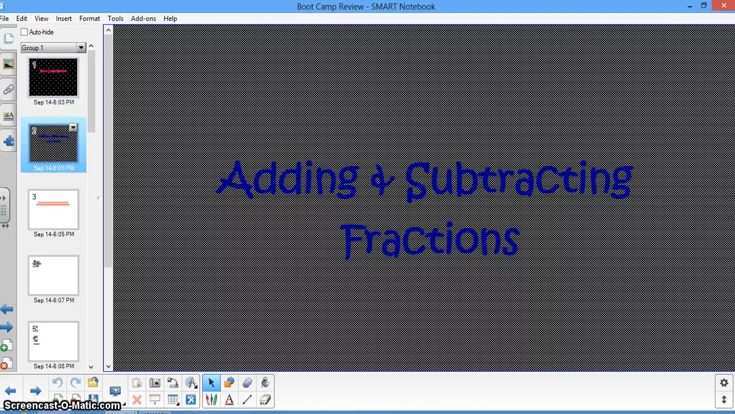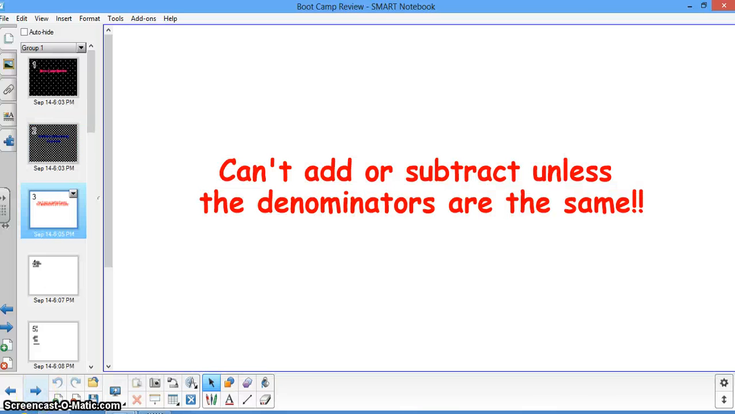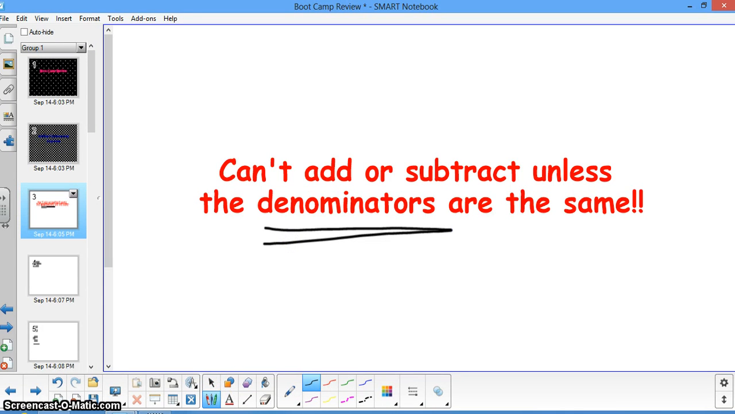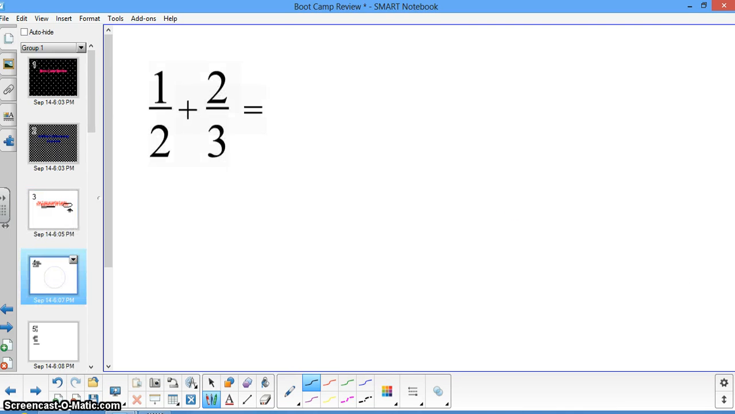The first concept is adding and subtracting fractions. This is a review. The main thing you should already know is that you cannot add or subtract unless the denominators are the same. Keep in mind, the key word here is the denominators. They have to be the same number. So, the best way to explain is through examples.